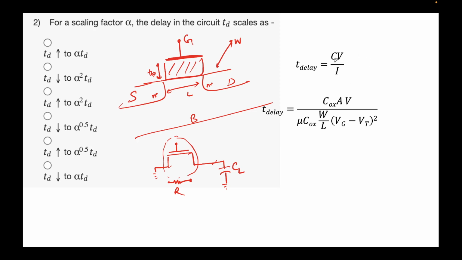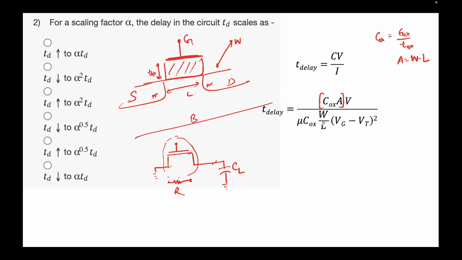And we know the expression for C is nothing but Cox times A. So Cox, when I'm writing Cox here, this is normalized with respect to area. So Cox here, I mean epsilon ox by Tox. A is your area, which is W times L. V is your supply voltage in this case, whatever your rail voltage that is coming.